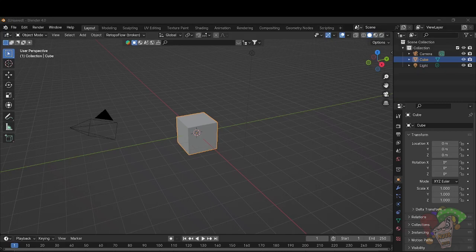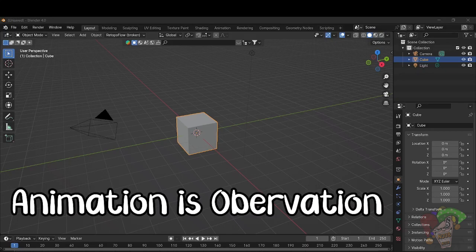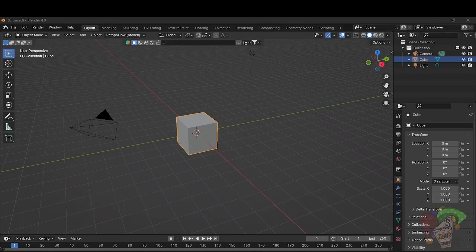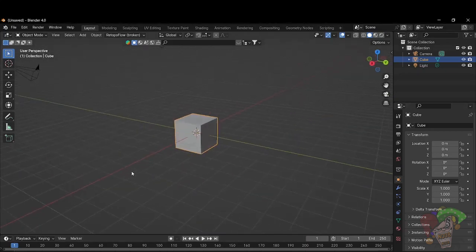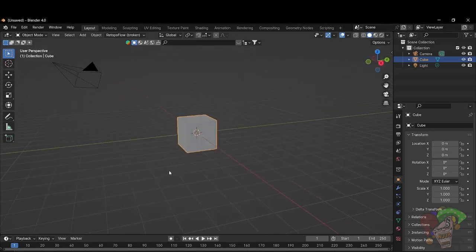So basically we're going to start with a very simple question: what is animation? Animation is basically observation. What I mean is that from observing the world, that's how we're able to create the motion in the 3D viewport in this scene. So let's start with what animation is.